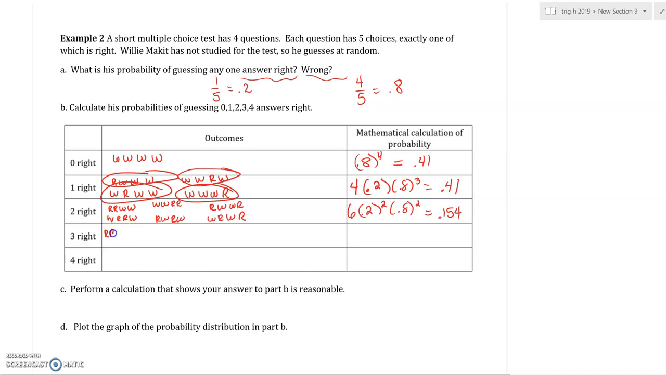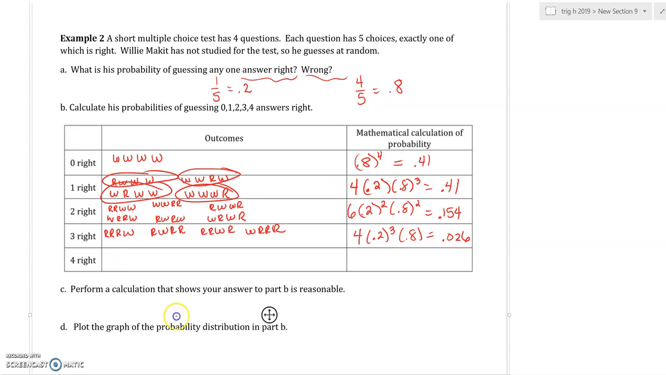Okay, 3 right. Here goes. You could do 3 right: right, wrong, right, right. You could have right, right, wrong, right, or wrong, right, right, right. So 4 ways to have exactly 3 correct. So here's 20% chance that you get it right, 80% that you get it wrong. Okay, I did that correctly. And if there are 4 ways to do that, so that's 0.026.